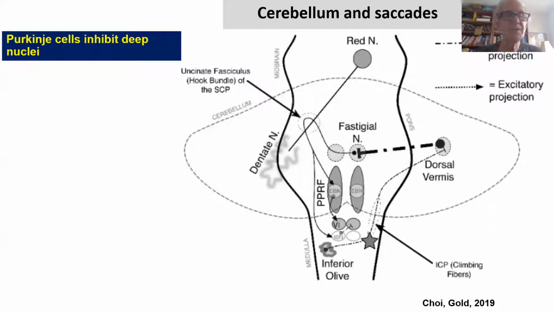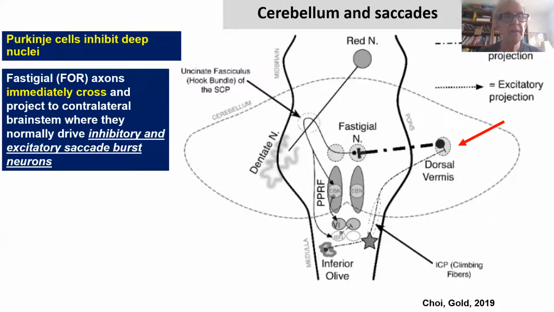Remember, Purkinje cells inhibit the deep nuclei. There they are in the dorsal vermis. Fastigial nucleus axons immediately cross and project to the contralateral brainstem where they drive burst neurons. There's the fastigial nucleus. It crosses immediately and goes through the other fastigial nucleus.